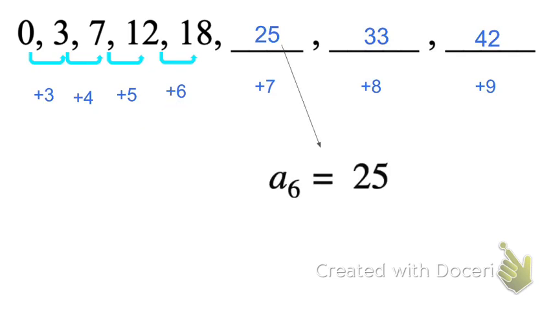Okay, and again, what could we say about that 25? We would say it's the sixth term. Sixth term is 25. If I counted those right, 1, 2, 3, 4, 5. Yep, it's the sixth term.